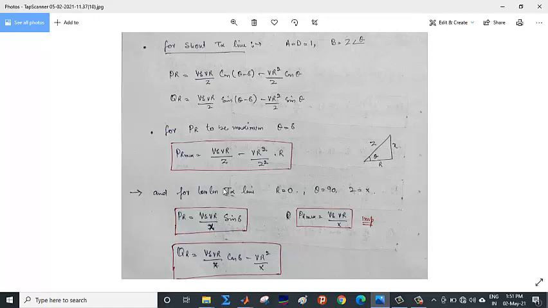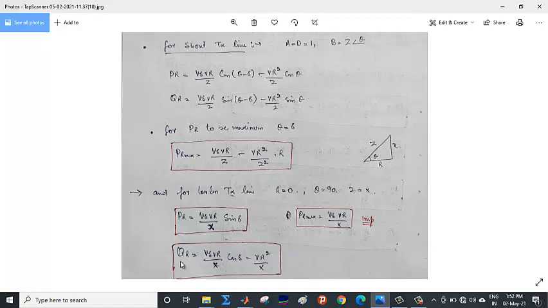Now Z will be equal to X. And PR max will be equal to VSVR by X, because delta will be equal to theta, that theta will be equal to 90, so sine delta will be equal to 1. So PR max will be equal to VSVR by X. This is the most commonly used formula to calculate the maximum power transfer.